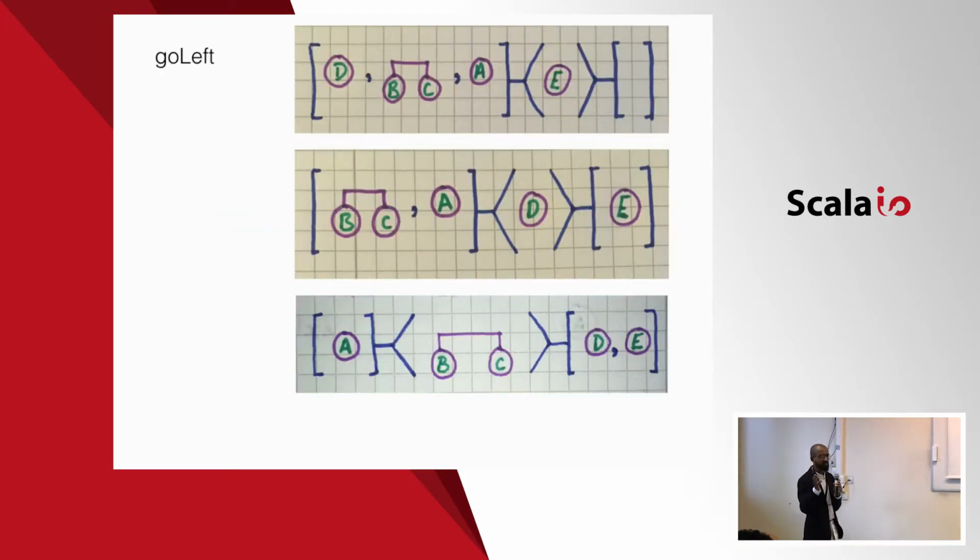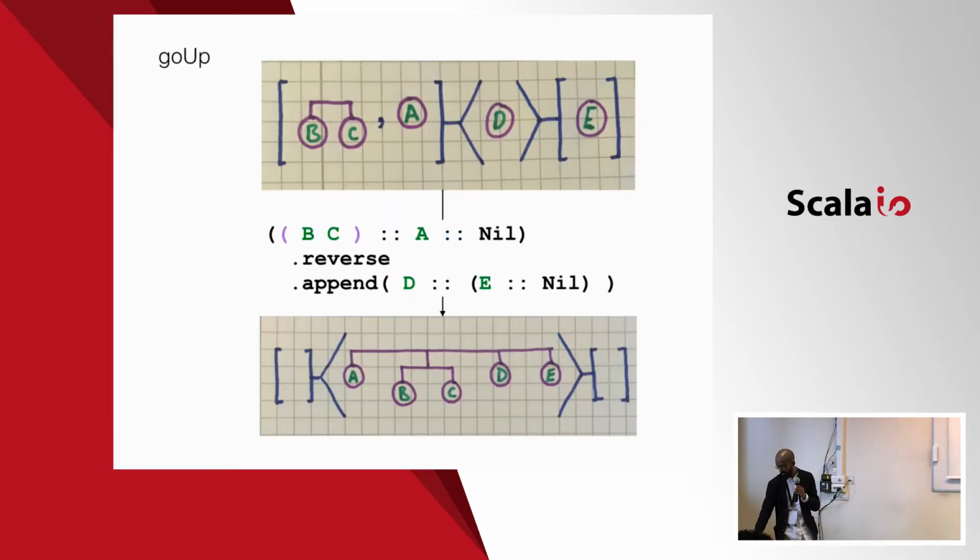Go left is kind of the same as go right, but here, fortunately, you do not have that reversal operation because adding on to the beginning of a list is fast, and so these are in the right order. Go up is where the problem of the reversal comes up, right?